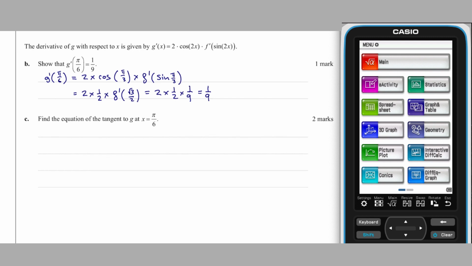Part C. To find the equation of the tangent to g at x equals pi on 6, we can use the information from Part A and Part B, where we found the point of tangency and the tangent's gradient. With this information, there are many ways to find the equation of the tangent. This is one of them.